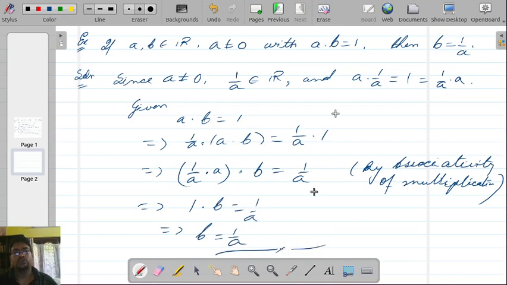So b is the same as 1 by a. If we have any real number b which satisfies a dot b equal to 1, then immediately b is nothing but 1 by a.